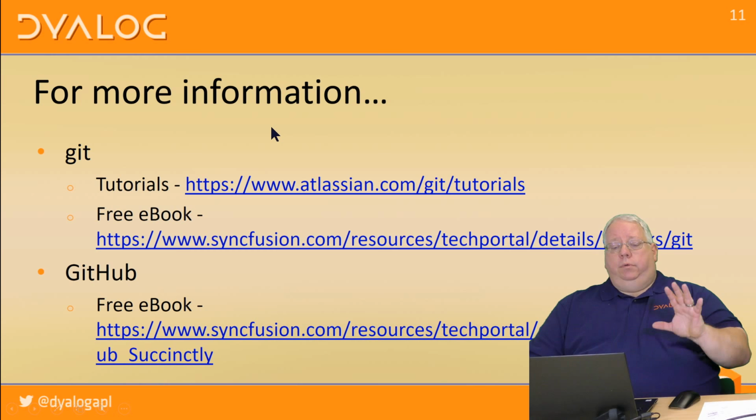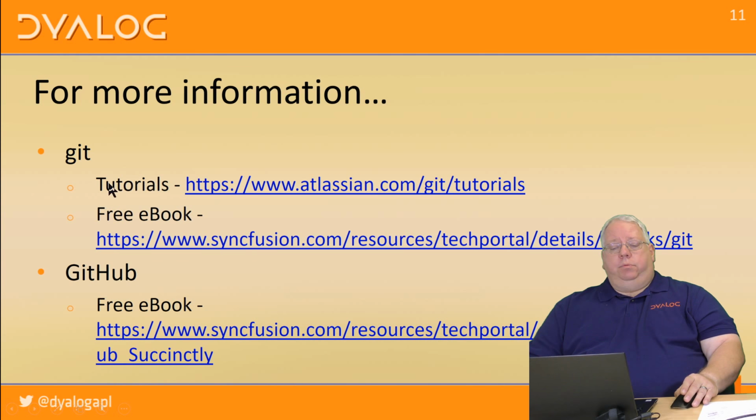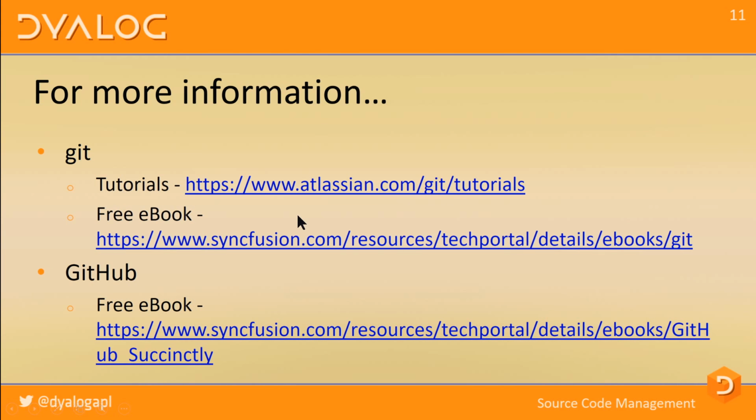So just for more information, for Git, there are some really good tutorials from Atlassian. They are the makers of SourceTree. They've got some very good Git tutorials. And then Syncfusion, it turns out, has ebooks that are free, and they've got good ones on both Git and GitHub.